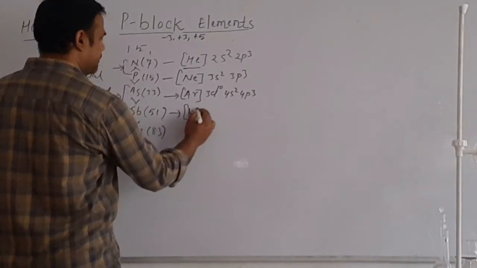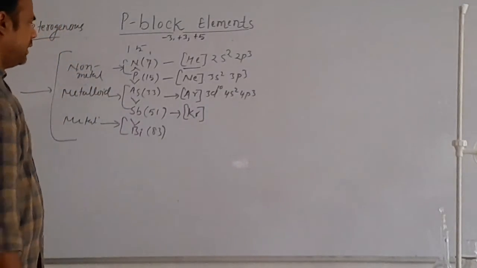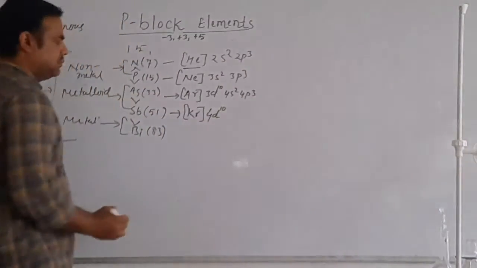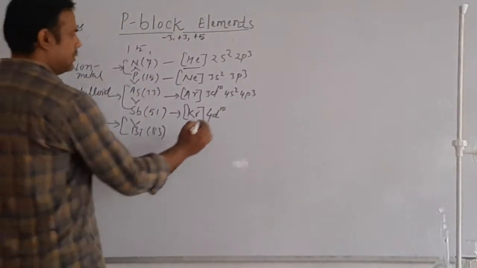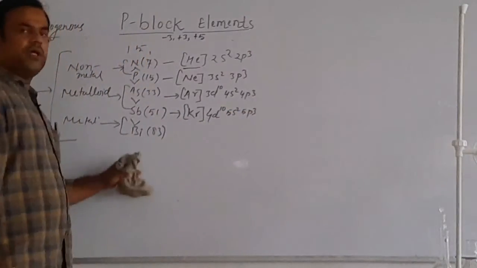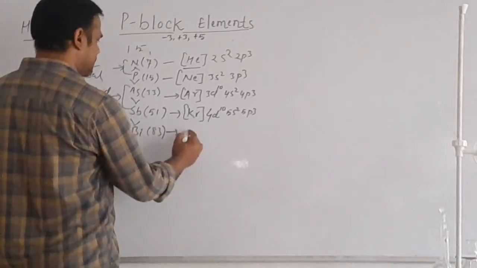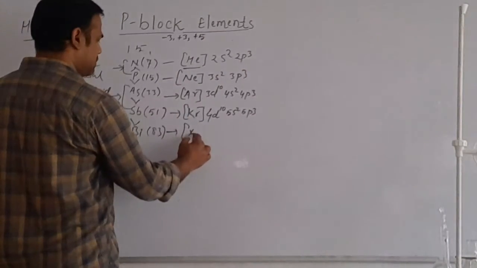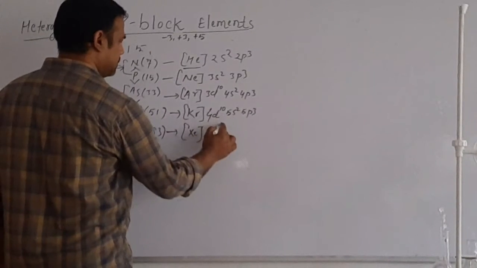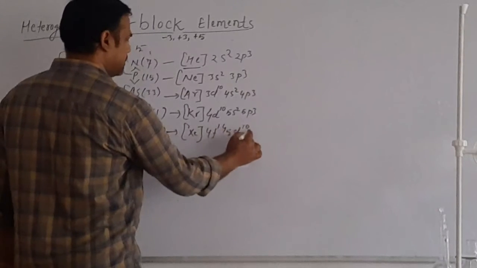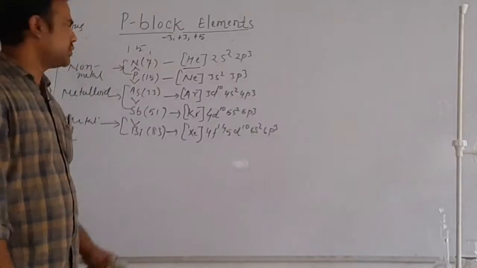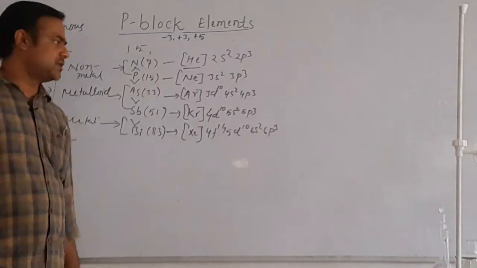Antimony has krypton, 4d10, 5s2, 5p3. Bismuth has xenon, 4f14, 5d10, 6s2, 6p3. So these are the electronic configurations of group 15 elements.